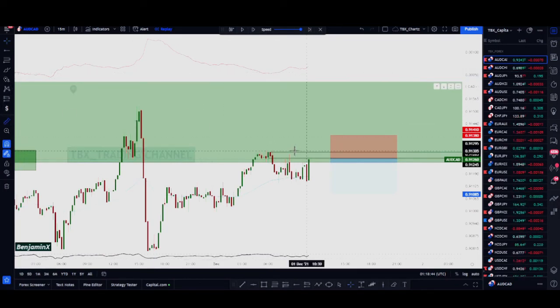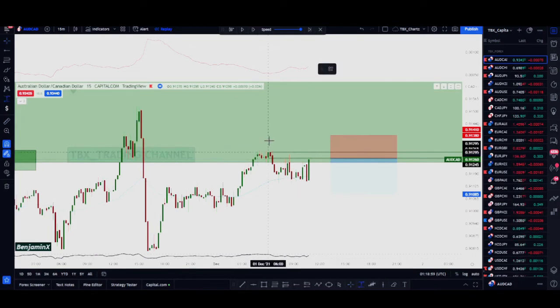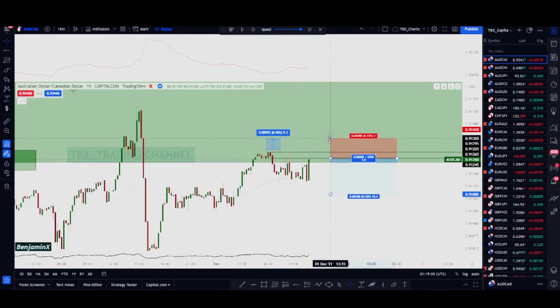Let me now see what 5 pips is going to look like. If 5 pips looks like too much, I'm going to reduce it to 2.5 pips. But if 5 pips is just okay, then 5 pips is okay. I can manage that. That's 5.5 pips. I can actually manage this.